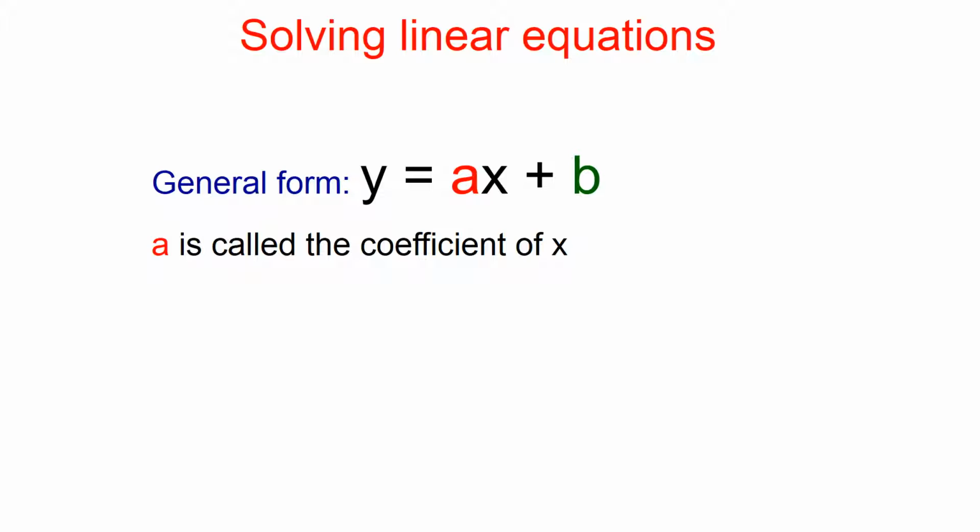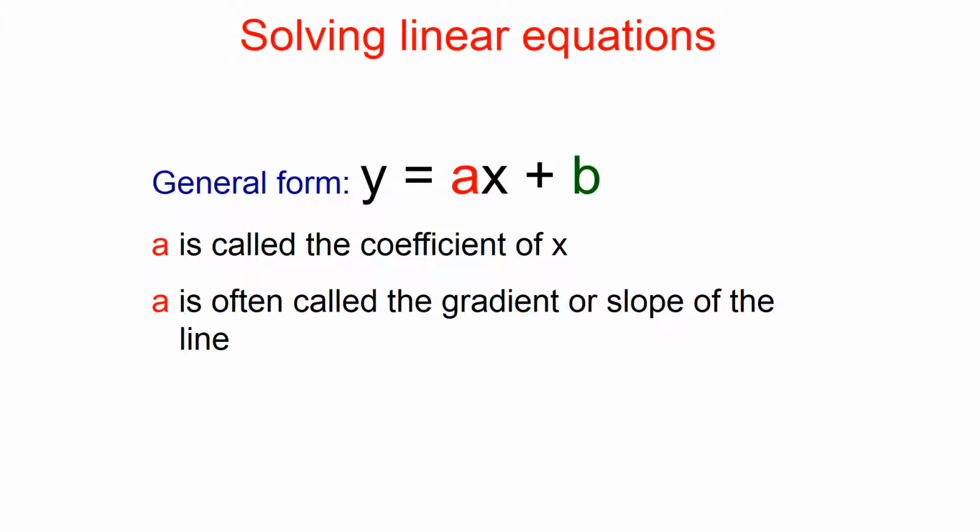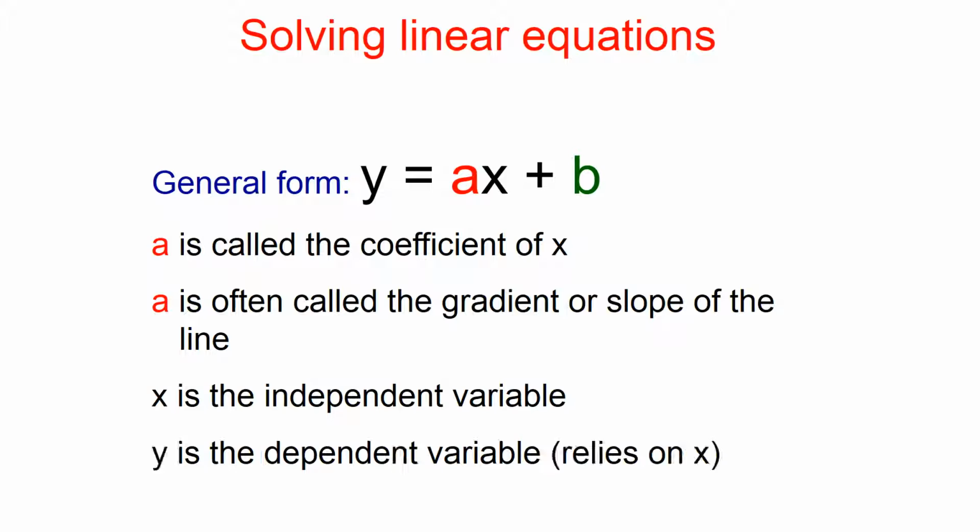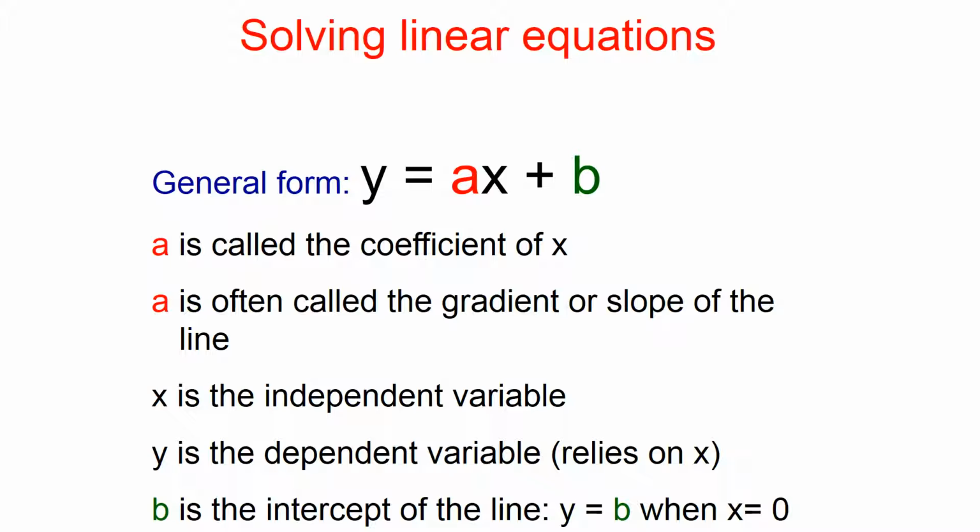A is called the coefficient, sometimes referred to as the gradient of the graph. There you go, often referred to as the gradient. x is the variable, usually along the horizontal axis, and y is the dependent variable, and b is the intercept. So the value of y when x equals 0.